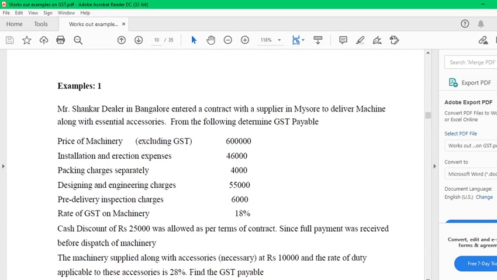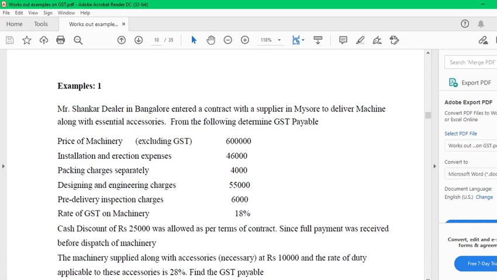Mr. Shankar, a dealer in Bangalore, entered a contract with suppliers in Mysore to deliver a machine along with essential accessories. From the following, determine GST payable. Price of machinery, excluding GST, 6 lakhs. Installation and erection expenses, 46,000. Packing charges separately, 4,000. Designing and engineering charges, 55,000. Pre-delivery inspection charges, 6,000. Rate of GST on machinery, 18%.